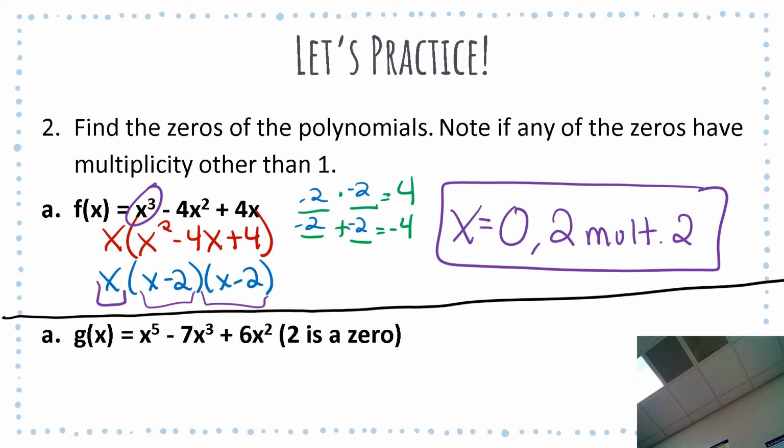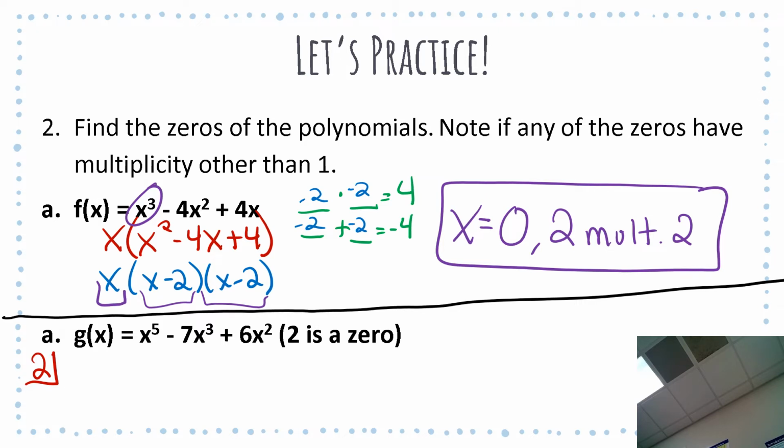Alright, so for the next one, they give us that 2 is a 0, so we could go ahead and do our synthetic division and try to get a new polynomial. So I'm going to put 2 on the ledge. Again, if I know that 2 is a 0, should I get a remainder? No.